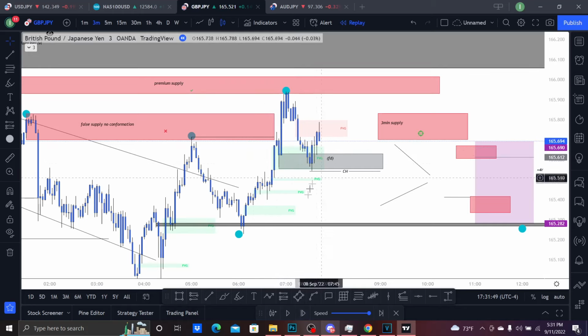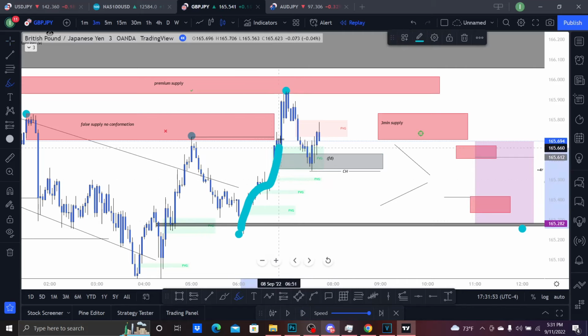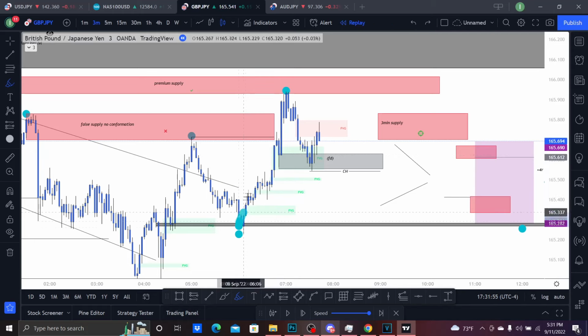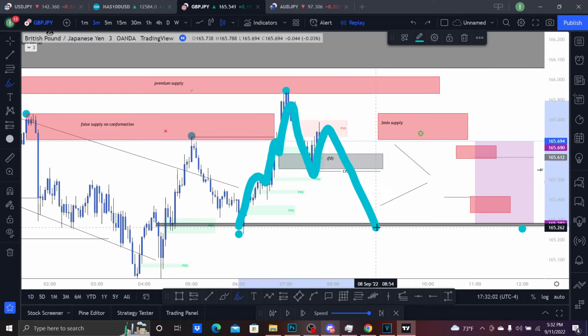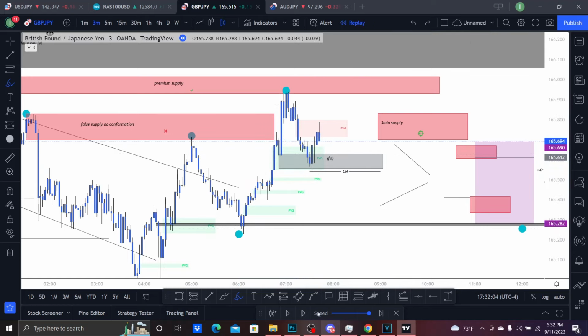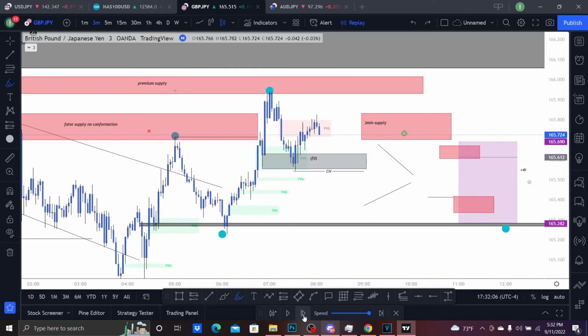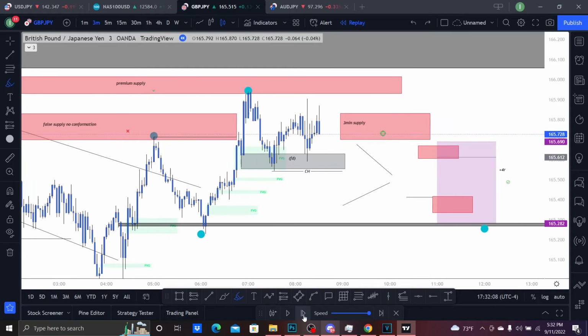Once we marked out this low, all we're waiting to see is, we're going up, we want to see a break and then some sort of shift, but we're just going to play it out and wait. So now we're consolidating.